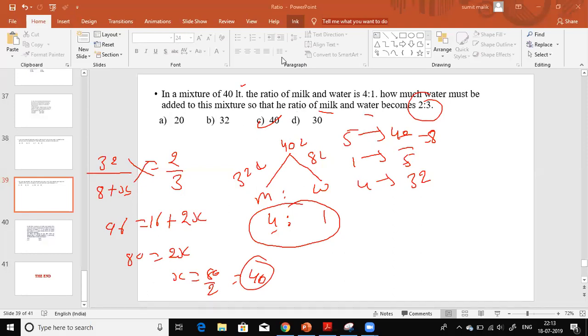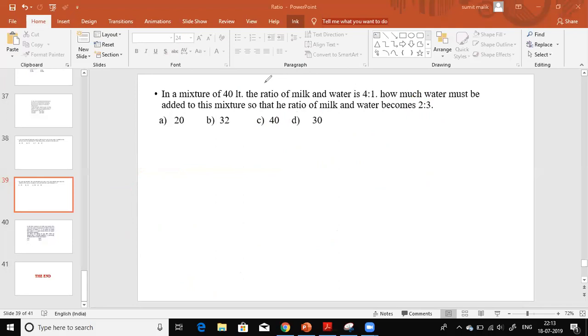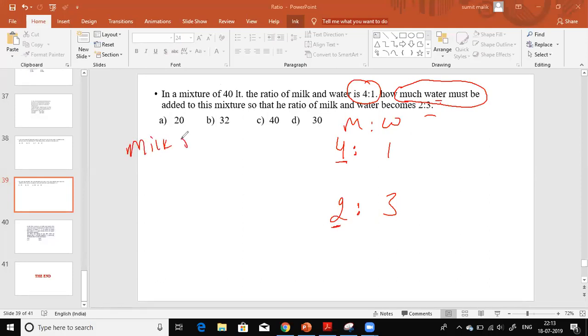Now we will use a different approach. What is the original ratio? 4:1, and the final ratio became 2:3. What is it saying? Look at this sentence. How much water must be added? What does it mean? If I am adding water to the mixture, the milk will remain same. Milk will remain same.